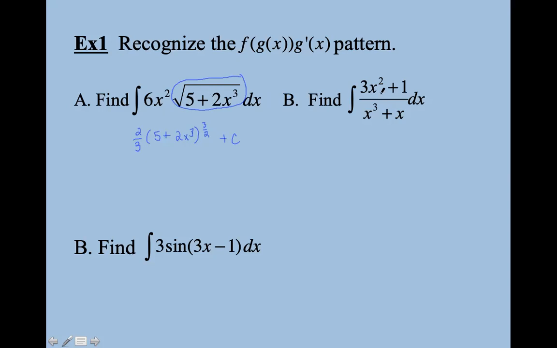All right, let's look at B. Now, one thing on B, anytime you see a fraction, the first thing you should suspect is that perhaps it's an ln problem, because remember, the antiderivative of 1 over x dx is the natural log of the absolute value of x plus c. So anytime you see a fraction, you should think, is this an ln problem?